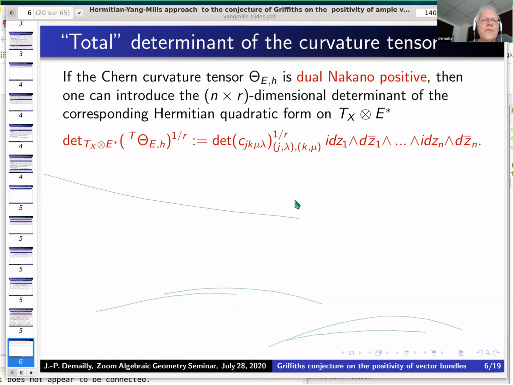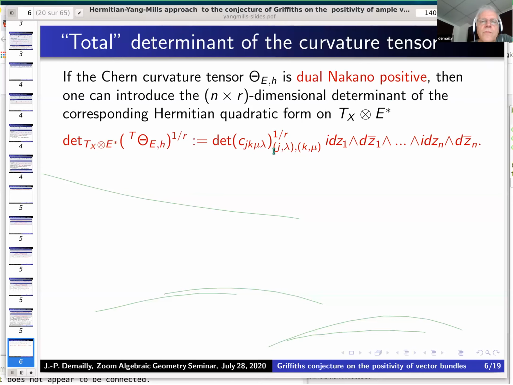Okay, so now I'm going to introduce a new concept, which will be of some importance in this talk, which is the concept of total determinant of the curvature tensor. In fact, if you look at the full tensor, you have 4 indices, but you can see this as a quadratic form on T_x tensor E star. This is because you take dual Nakano positivity, okay? So the indices are twisted. But now you can consider this tensor product as a single vector space, and then you compute the determinant with respect to that vector space.